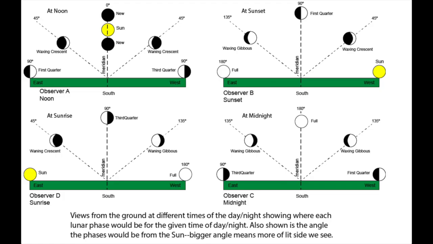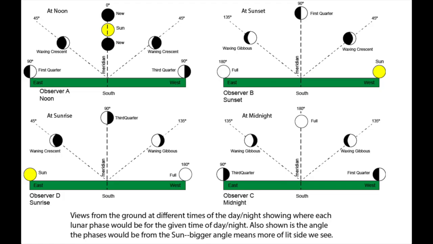Again, none of these pictures are at true scale. In these pictures, you are standing on the green ground of a flat Earth facing south. East will be on your left and west will be on your right. Everything rises in the east, gets up highest when it crosses the meridian, and then sets in the west.